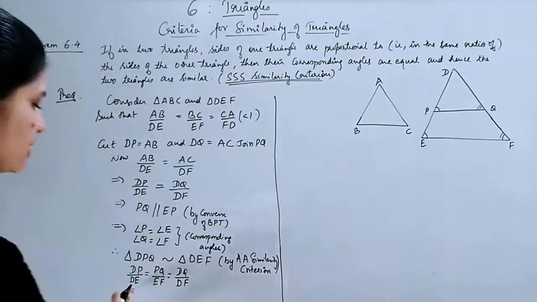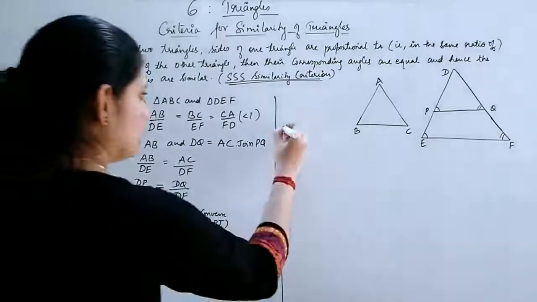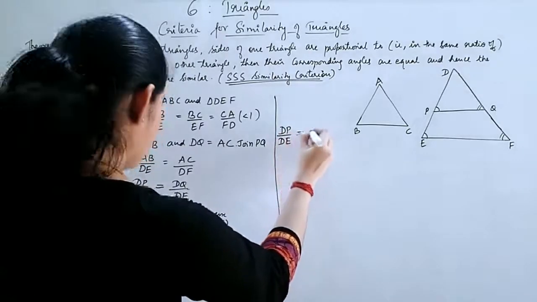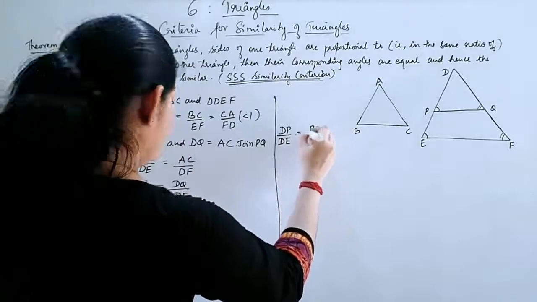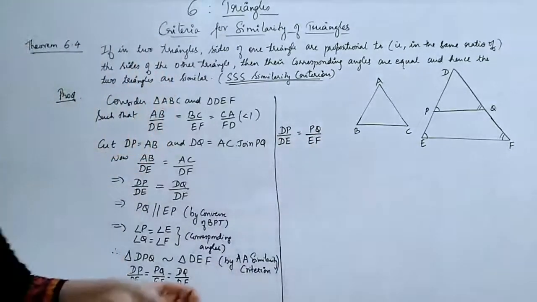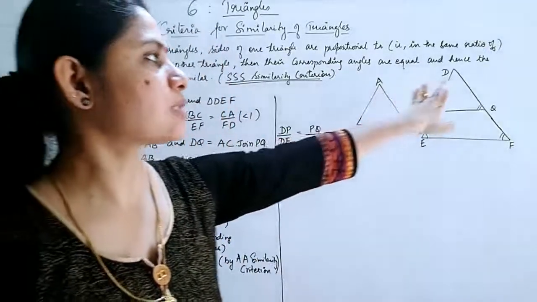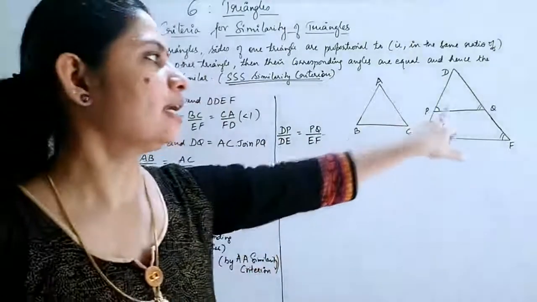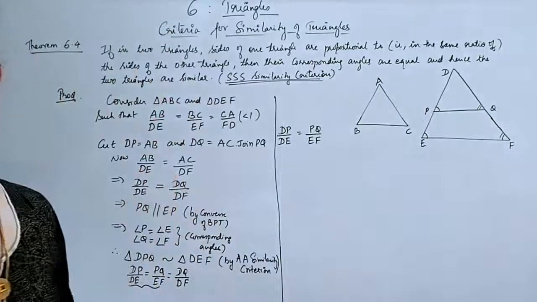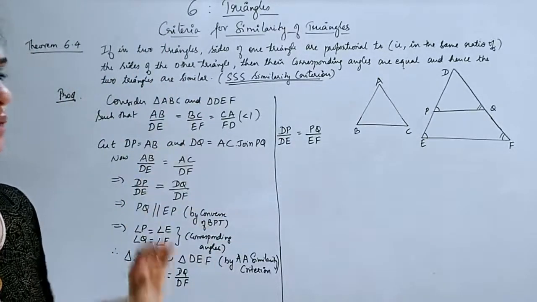Now from this we are taking only two fractions, that is these two fractions. DP by DE is equal to PQ by EF. Now our ultimate aim is to get BC equal to PQ, so that these two sides correspondingly are equal, and this also will get, and then we can use SSS congruency, the two triangles are congruent, then we can make the corresponding angles also equal. That is our main purpose.